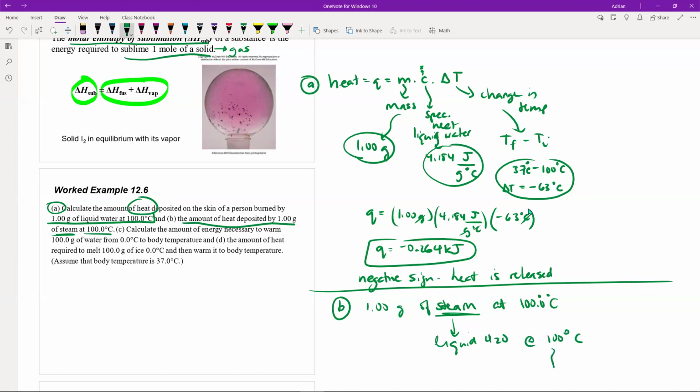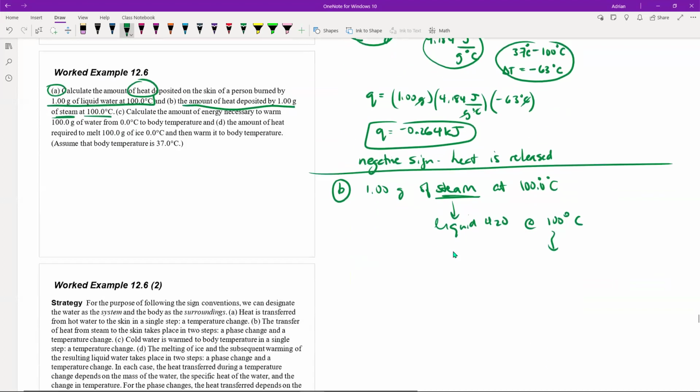And then the temperature of the water is going to go from 100 down to body temperature, just 37 degrees. So we have 2 steps to account for in this case. We have the phase change over here, and then we have the temperature change in the second step.